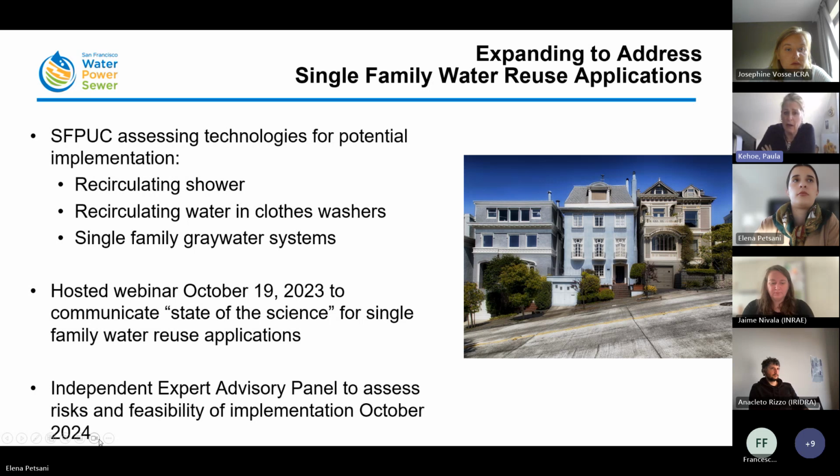And out of that came the need to actually have an independent expert panel assess some of the risks and feasibility of these kinds of applications. That report should come out later this month, and I'm happy to share it, as it looks at some of the public health risks when we're looking at a single family setting versus a large commercial multifamily setting.